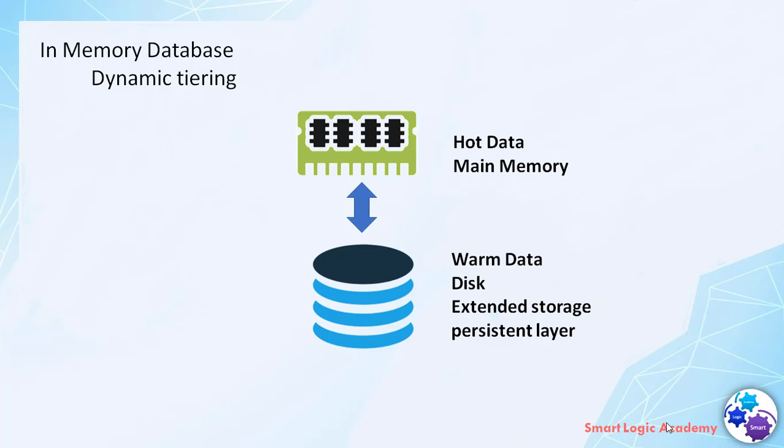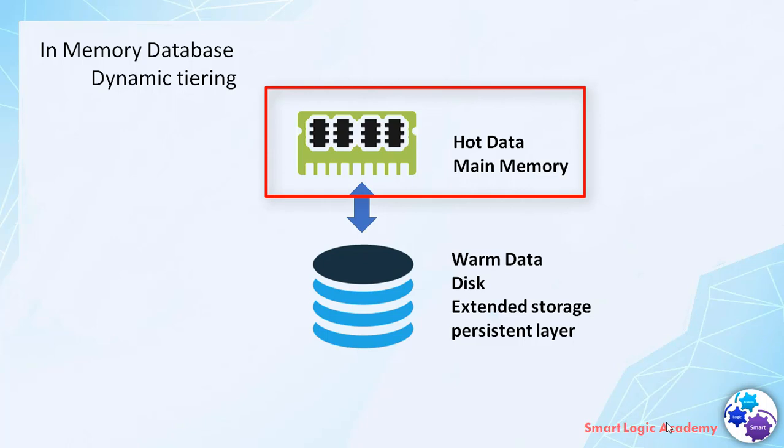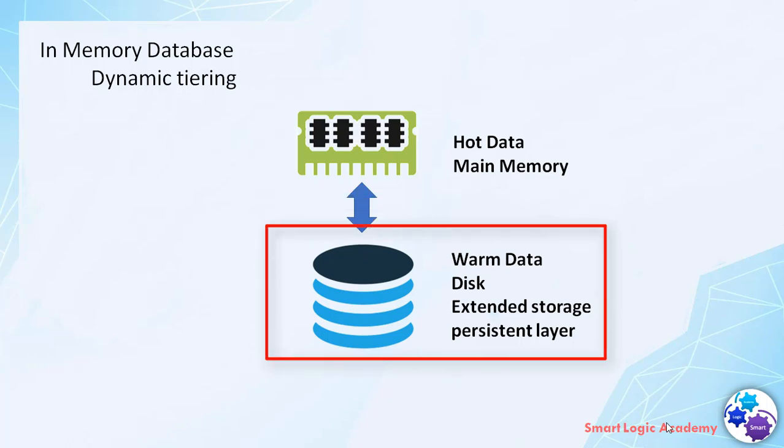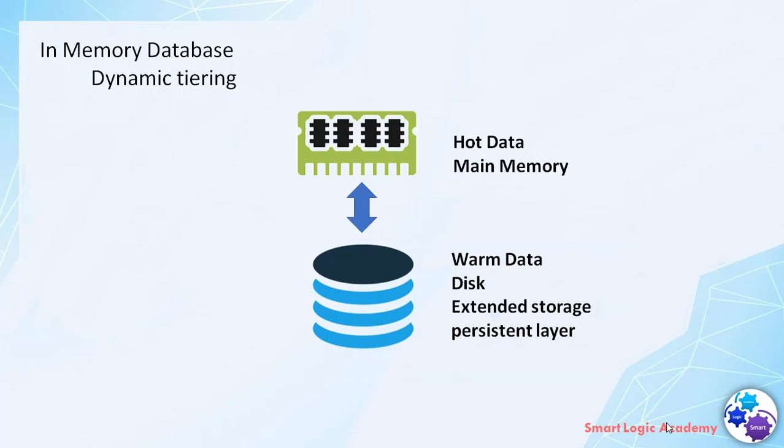Observing the data access pattern, up to 85% of data in the enterprise system may be infrequently accessed. Therefore, it can be more effective to store frequently accessed data, in SAP terms hot data, in main memory, while the less frequently accessed data, in SAP terms warm data, goes onto disk. This approach SAP has termed as dynamic tiering.